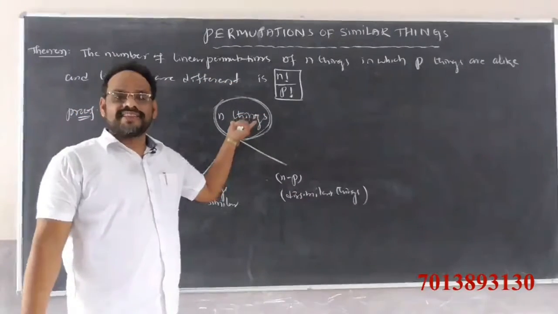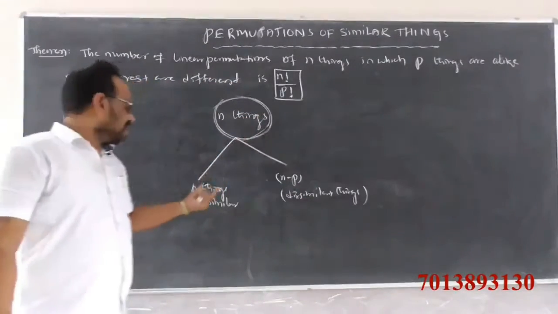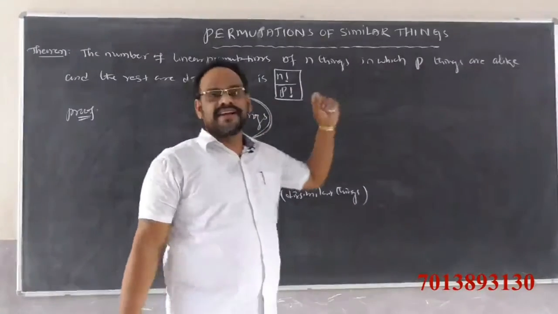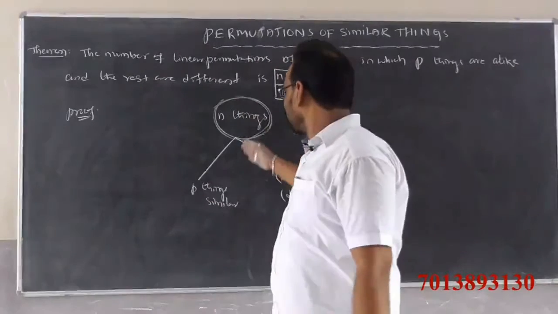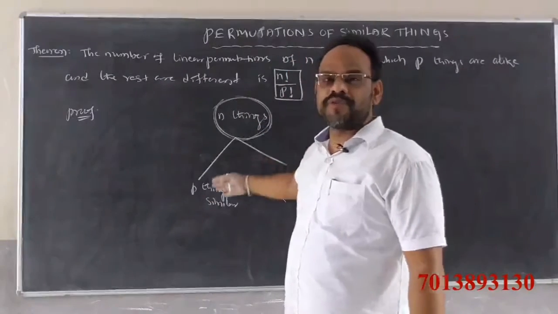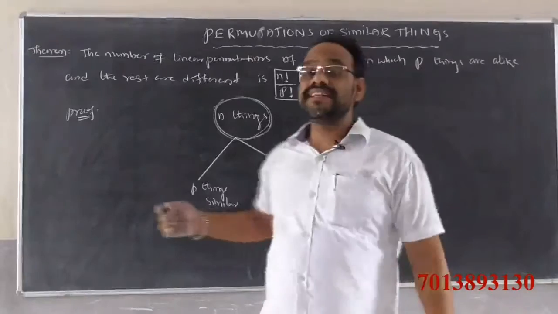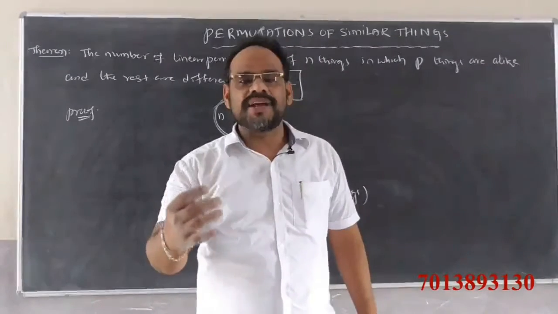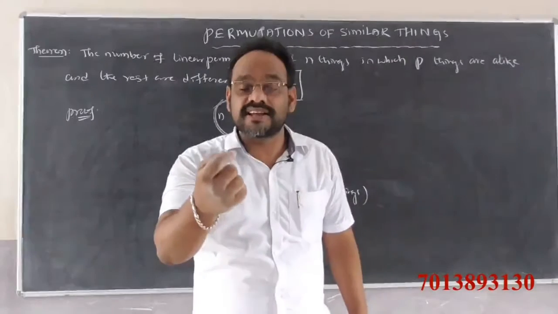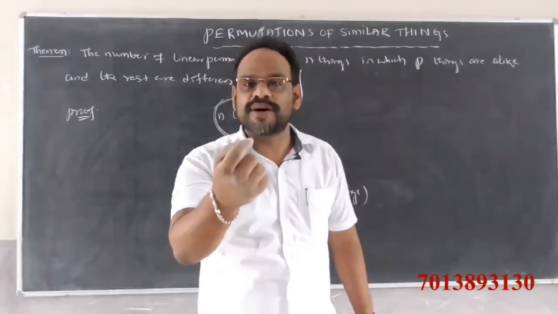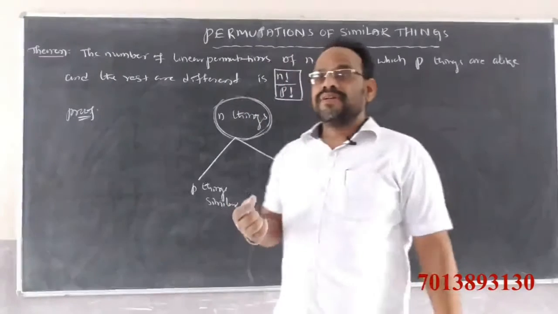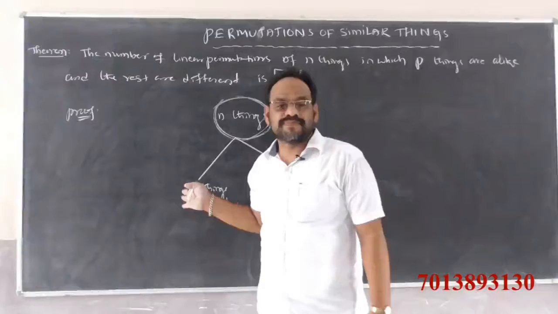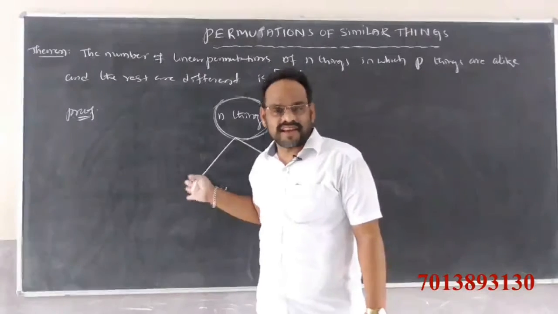Total we have n things. Here p things are similar things. P things are alike. If you remove the p things, we have n minus p dissimilar things. The total number of permutations, let us assume, is k. So in this section, the p things are different from the rest of the n minus p alike things.